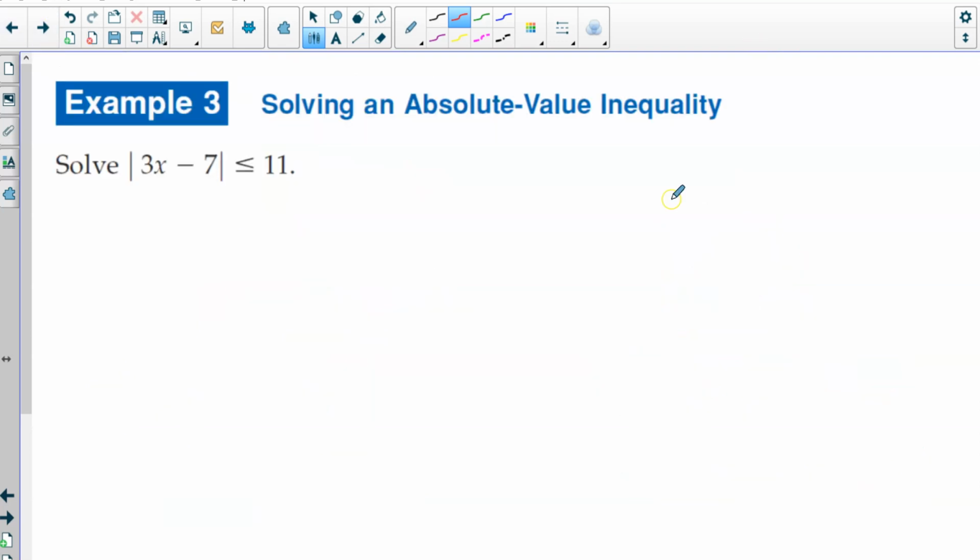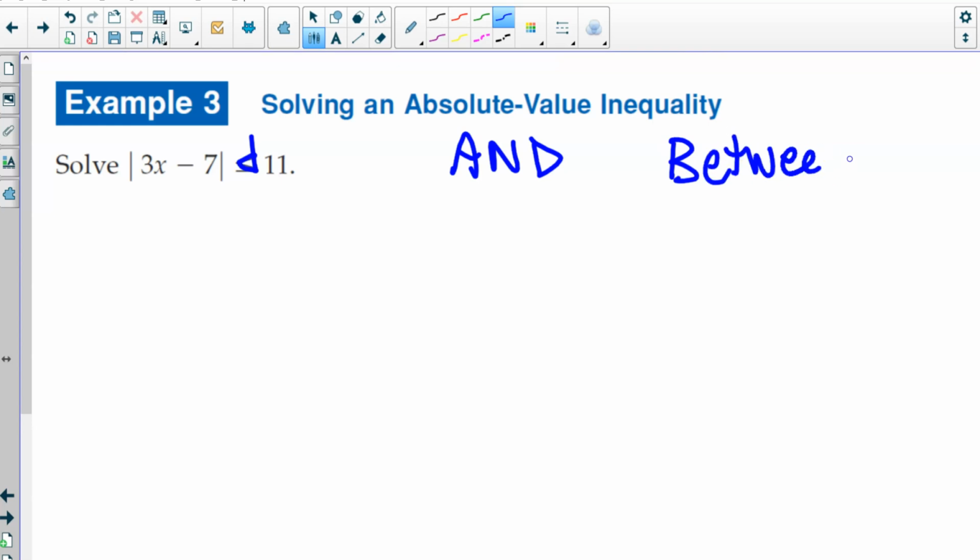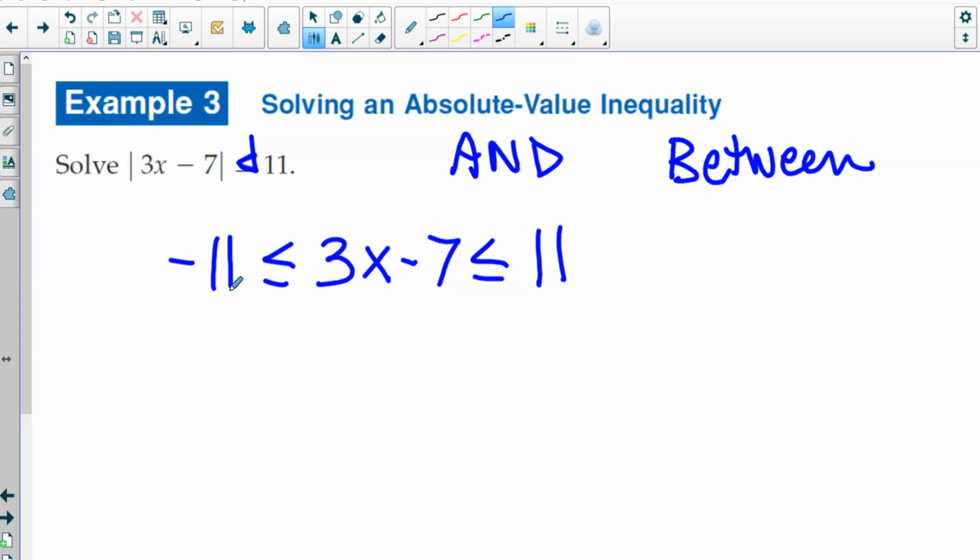So if I look at an example like this, absolute value of 3x minus 7 is less than or equal to 11. I know right off the bat that this is an and statement, and that my answer is going to be a compound inequality that's between. So I'm going to set up an inequality, 3x minus 7 less than or equal to 11. That's the positive case, and this is the negative case.